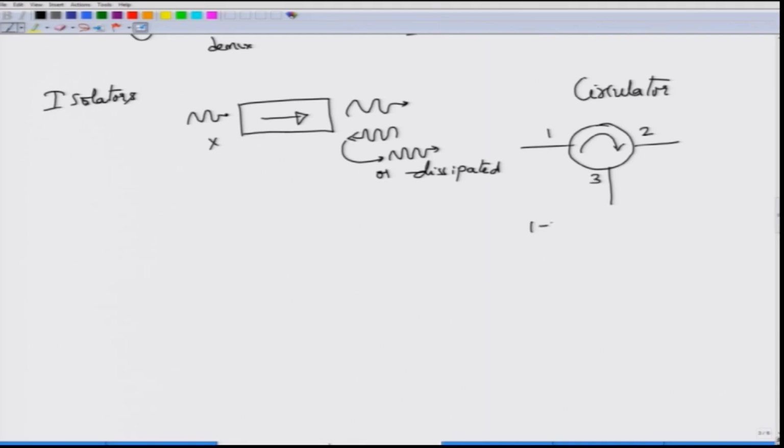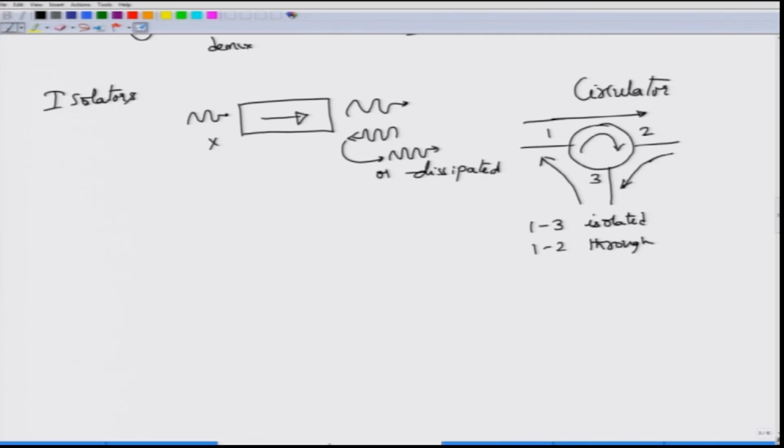So, we say that port 1 to 3 is isolated and port 1 to 2 is called the through port. Similarly, 2 to 3 is a through port, whereas 2 to 1 is an isolated port. So, you can see that signal can go from 1 to 2, but signal cannot go from 2 to 1. It will be routed instead from 2 to 3. Of course, when you send some signal from 3, then this will be routed to 1, okay.